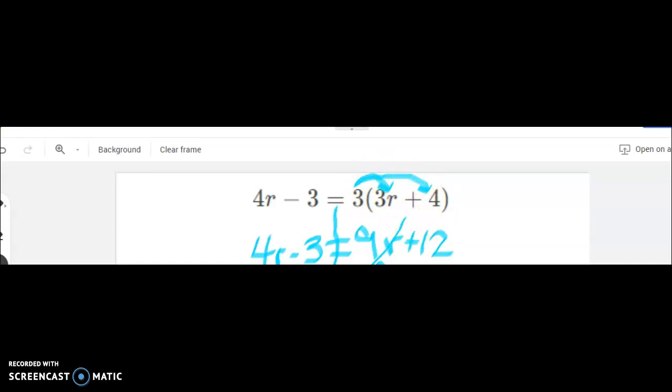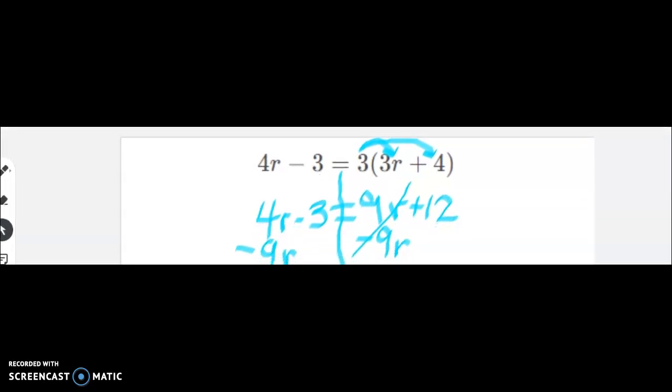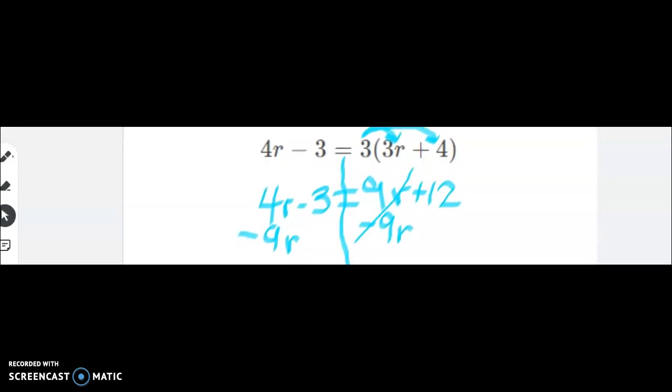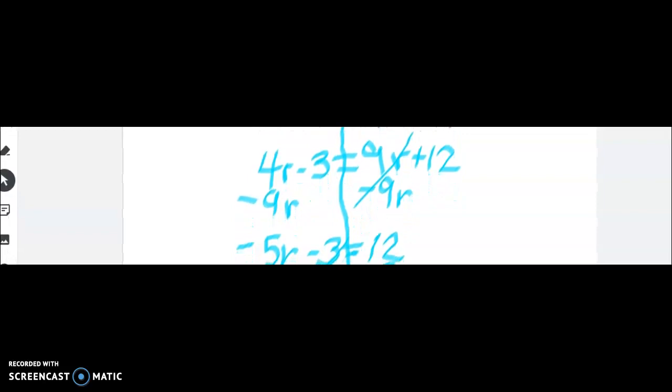Okay, I cannot simplify any further on the left or the right, so now I've got to start rearranging my problem. I'm choosing to move my 9r. I'm going to do a minus 9r, right? Opposite operation on both sides. So when I simplify my left-hand side, I get -5r minus 3 is equal to 12 because these canceled out on this side because I got 0.